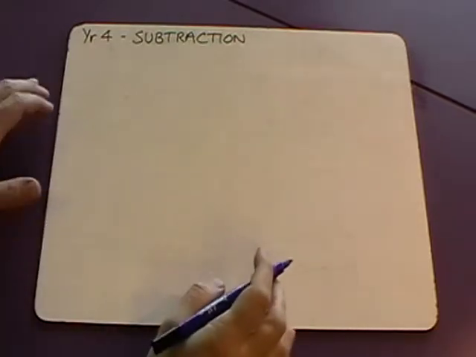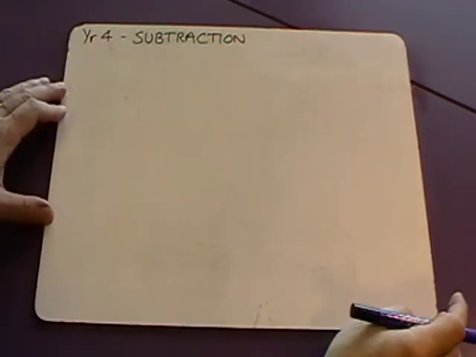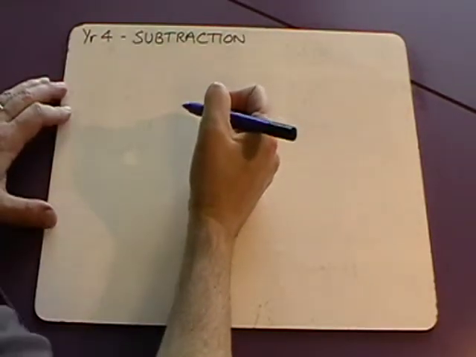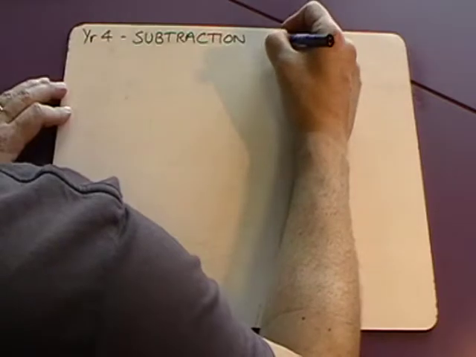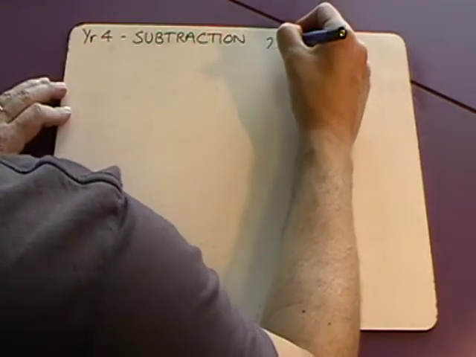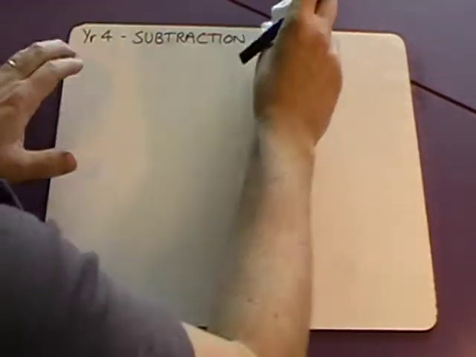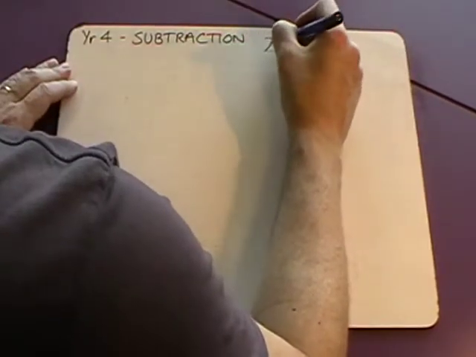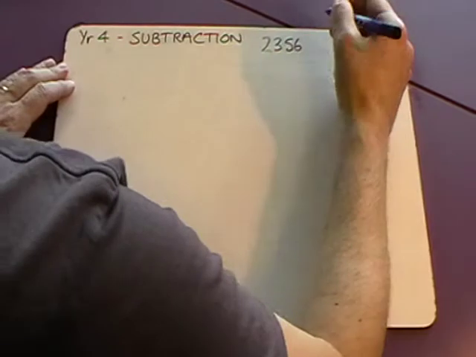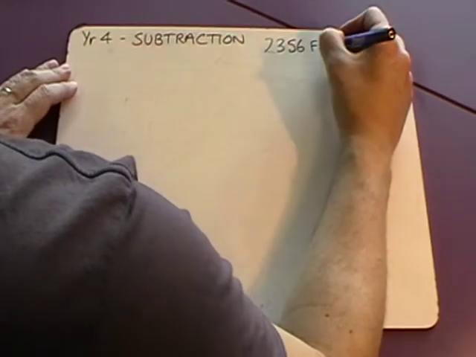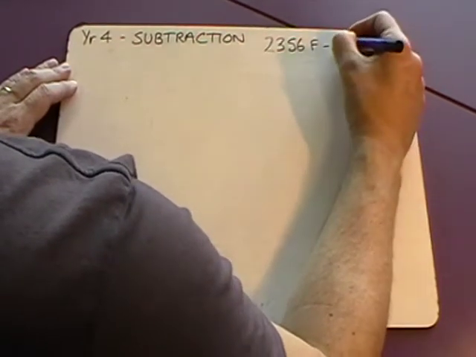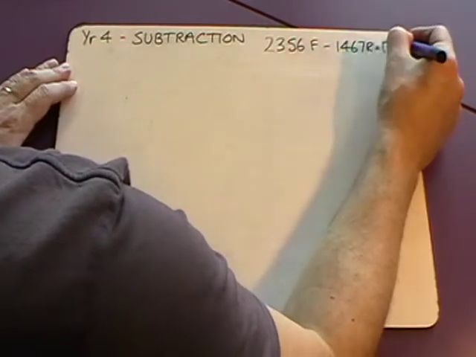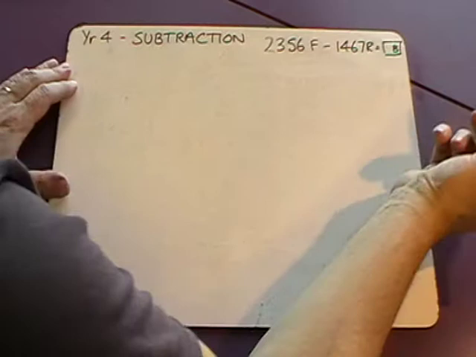In year 4 we're going to consolidate our subtraction using the column method, but with larger numbers, with 4-digit numbers. So if we start with a context, if we had 2,356 fans altogether at a football match, and 1,467 of them are Reds fans, how many of them will be Blues fans?